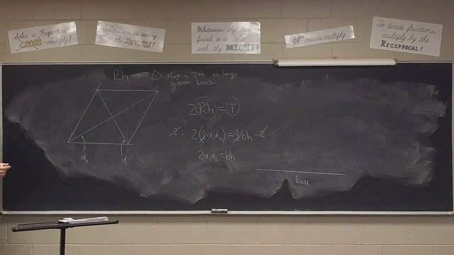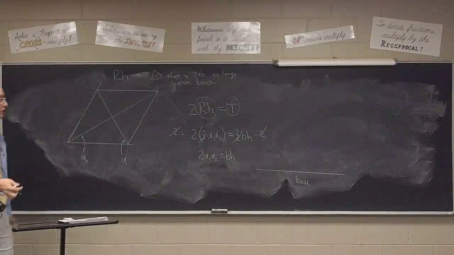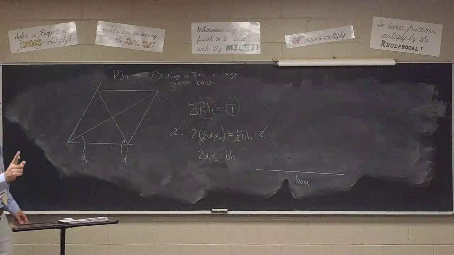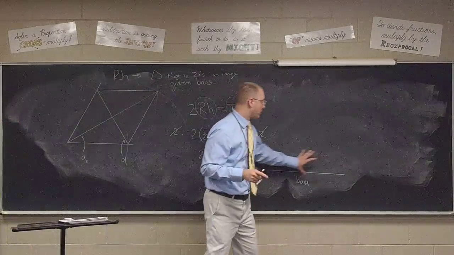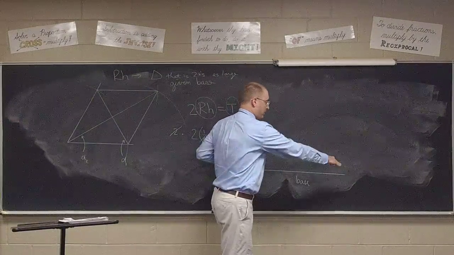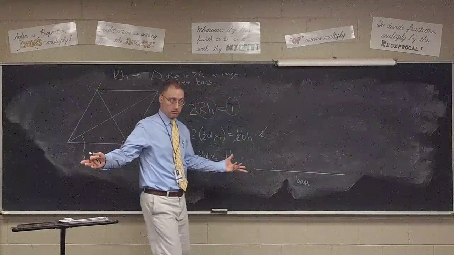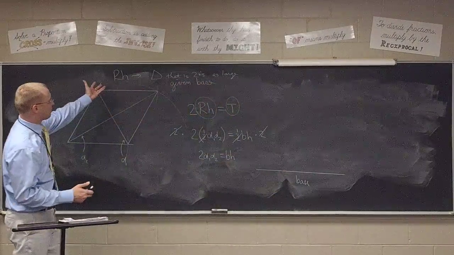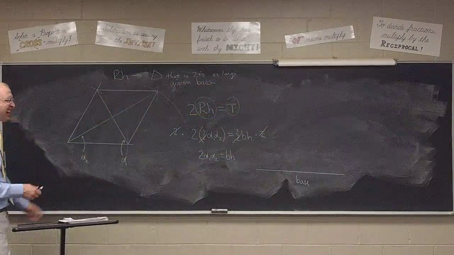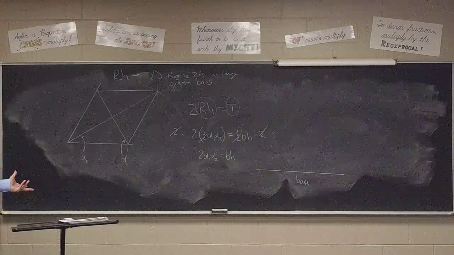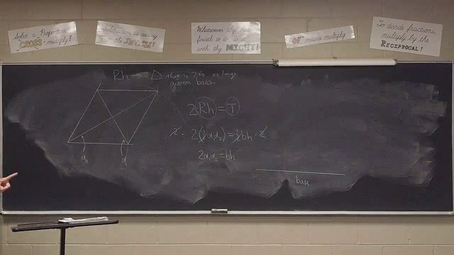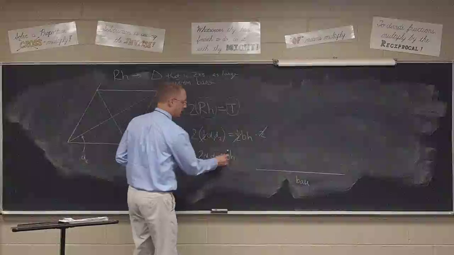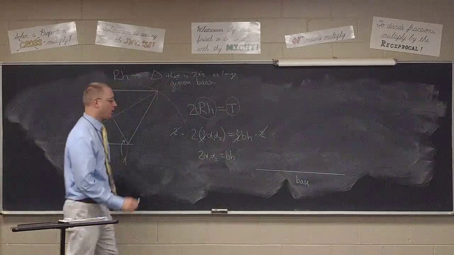Do I know my base? Yes. Do I know my altitude? No. But you realize if I knew my altitude, I could put it anywhere on the base, draw lines to the ends, and I'm done, right? So really, to transform the rhombus into a triangle that's twice as large, I just need to know what the altitude is, right? So I should probably set up a proportion that'll help me to find h.